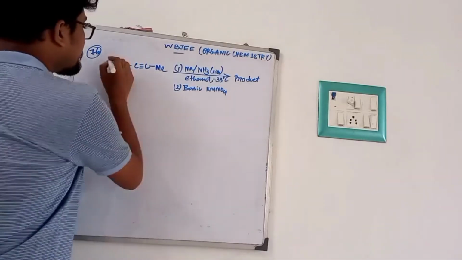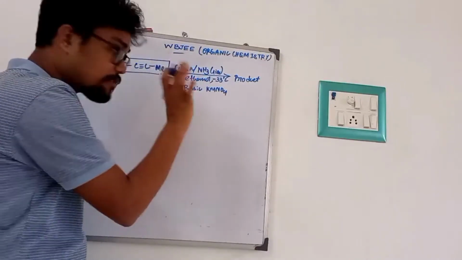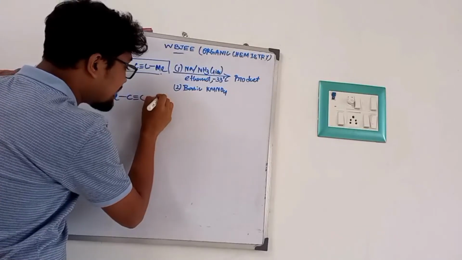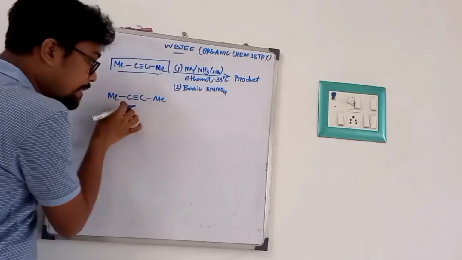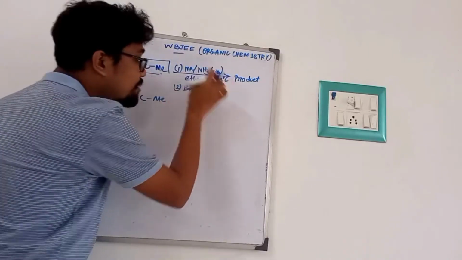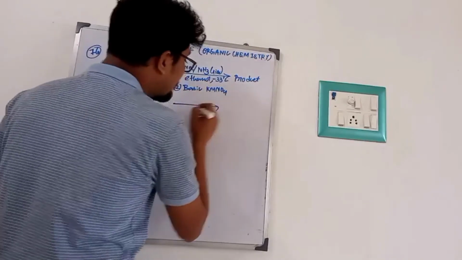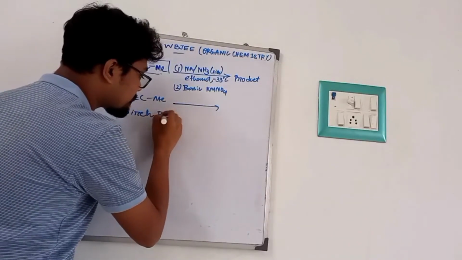The next reaction is based on name reaction and reagent. Look very carefully. This is an alkyne and this is not a terminal alkyne. This is a non-terminal alkyne. If we give sodium in liquid ammonia in presence of ethanol, what will happen? This reaction will happen: Birch reduction.